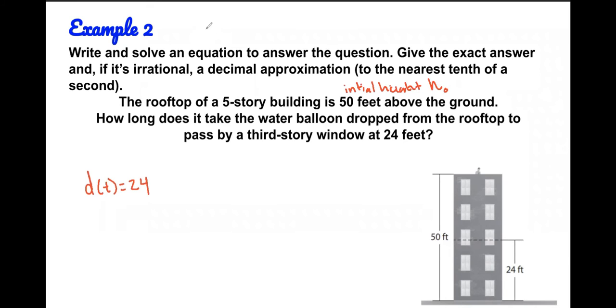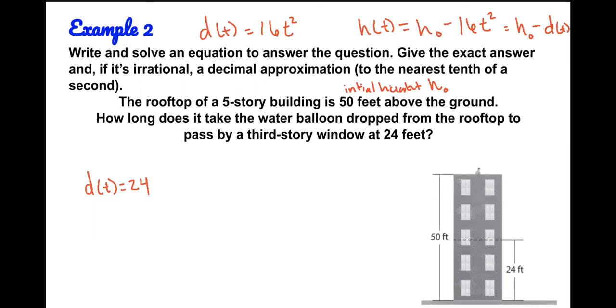The first one that we had was our d of t equals 16 t squared. That second one that we had was our height that we're talking about. So our h of t equals that initial height minus 16t squared, right? So we have this somehow included. And I can go ahead and write this in here instead so that you guys can see it. h, initial height, minus our distance, d of t, if it makes more sense. So we already know what this information is, it's that 24 feet that we have here.